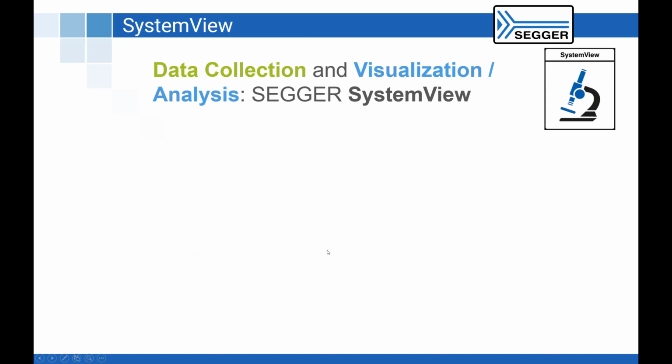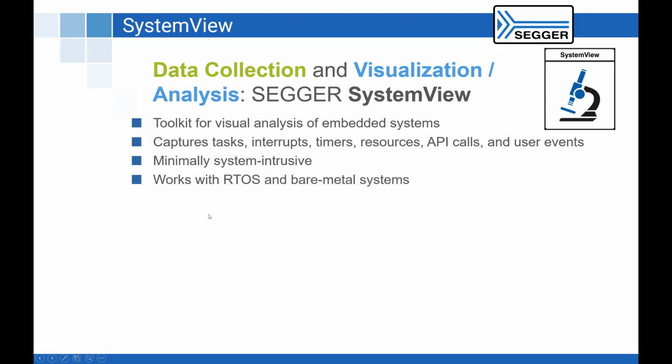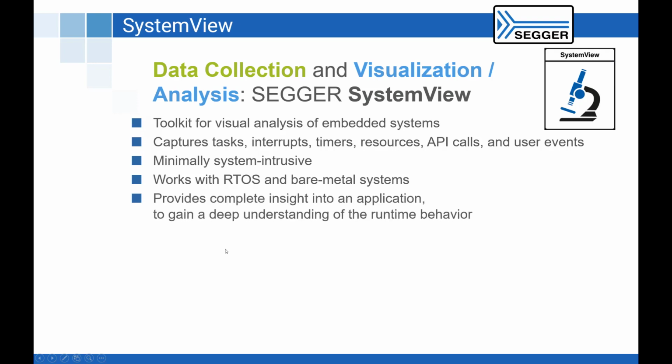So now we're going to talk about data collection and visualization and analysis. So this is where SystemView comes in. It's a toolkit we developed for the visual analysis of embedded systems. What it allows you to do is capture all kinds of events like timers, interrupts, API calls, tasks. And we designed it to be minimally system intrusive, so as not to mess with the real-time behavior. And you can use it no matter whether you're using an RTOS or not, so with an RTOS or just bare metal.